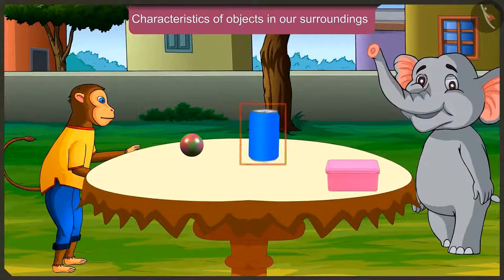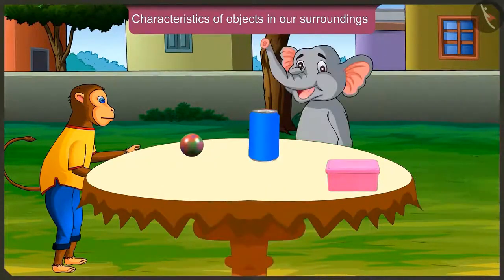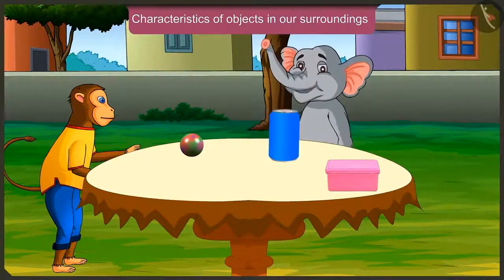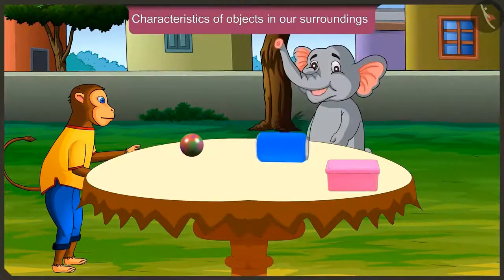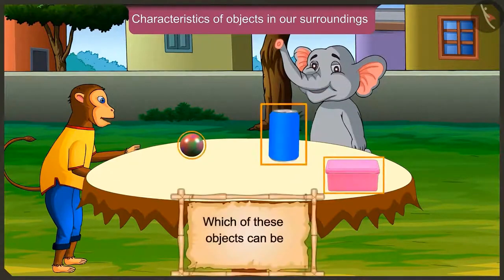And the tin box? Oh yes, this tin can has a cylindrical shape. That means it's a cylinder. So we can put it upright and slide it. And also roll it like this. Very good. Come on now, Appu.